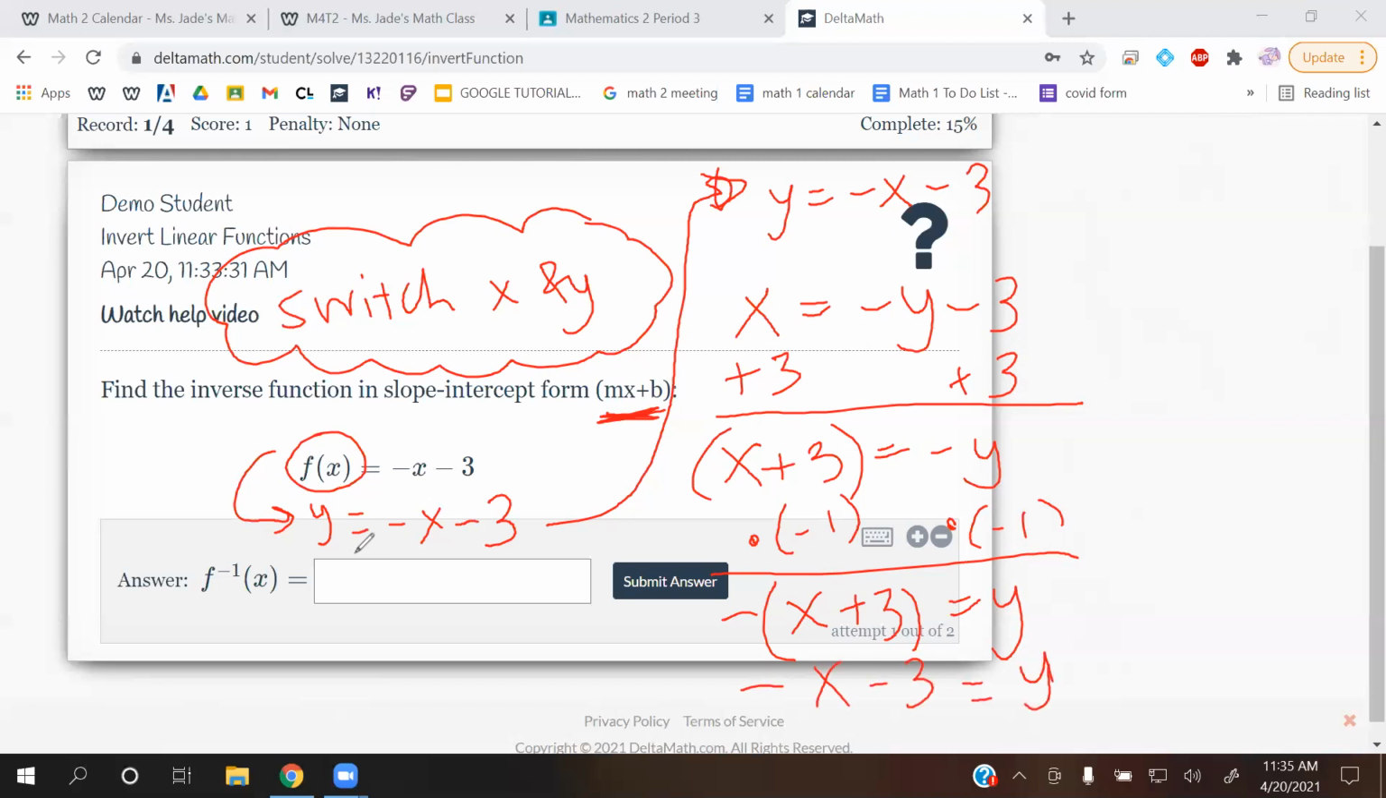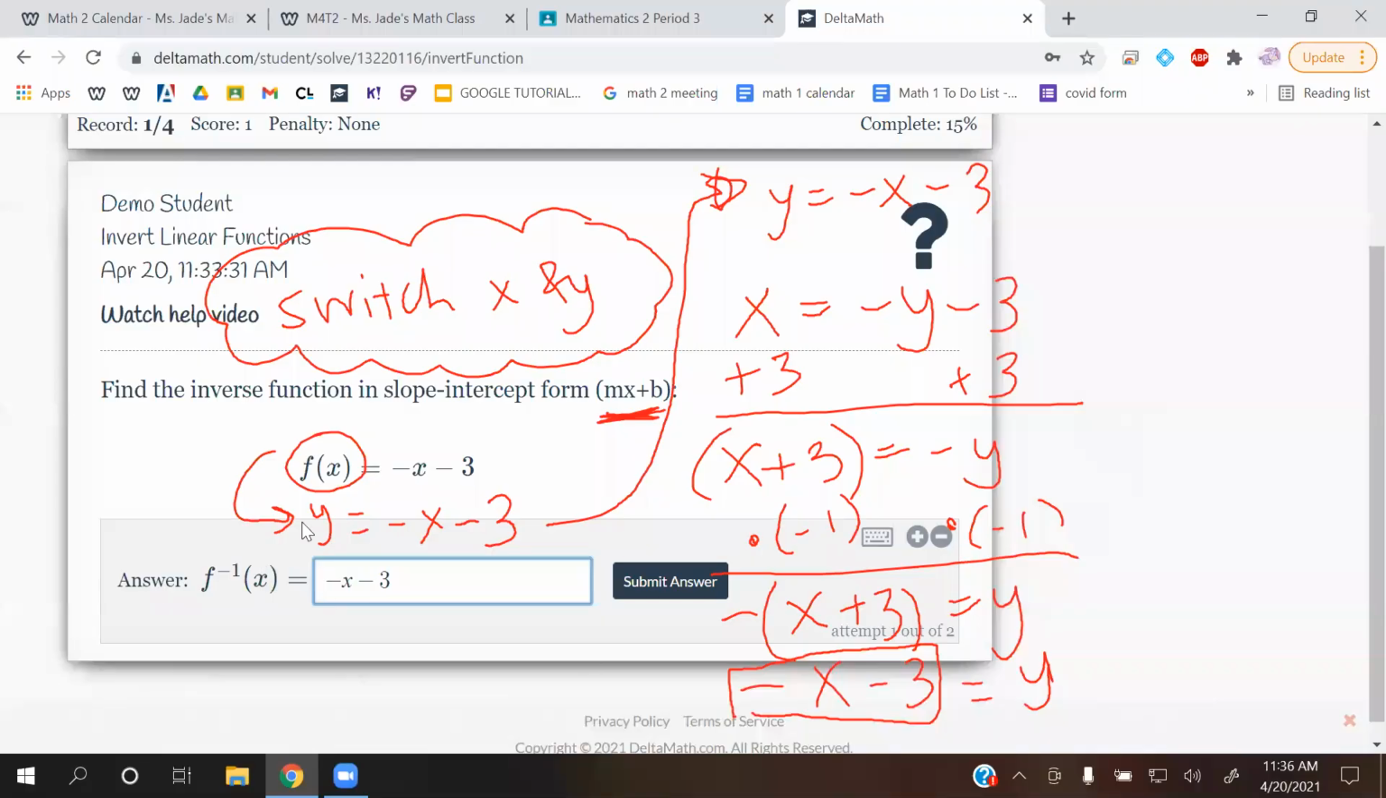And so now that we have our y by itself, this is your final answer: negative x minus 3. So let me type that in. Negative x minus 3. Oops, that doesn't look right. There we go. Negative x minus 3. And it's totally okay that the inverse of this is the same equation. It's okay. Okay, are there any questions on this one?